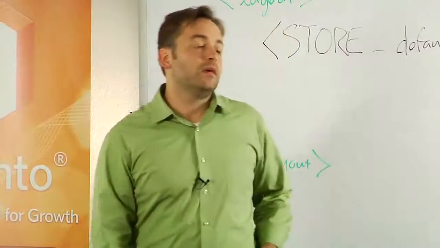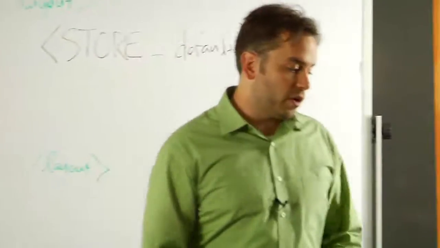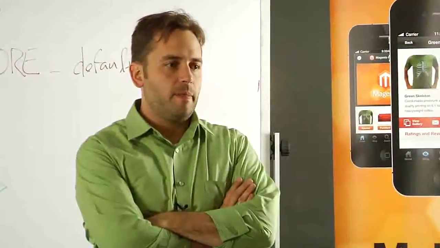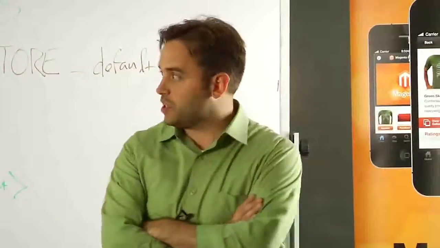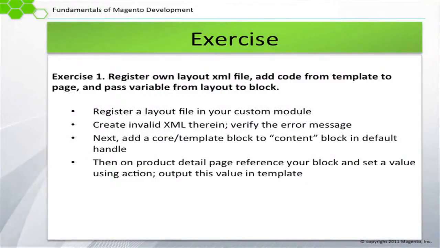Okay, so now we're going to start adding layout information for our module. If we have a custom module and we need to get at the layout in the system, this is how you do it. So the first step is registering a layout file in our custom module. We have a slide that shows us how to do this.